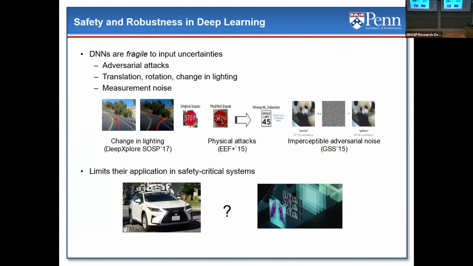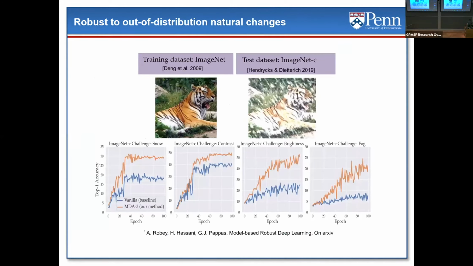So if we want to see such deep learning components in safety critical systems, we have to address this issue of robustness. And this is something we address in this project, where the goal is to design general training algorithms to enhance robustness of neural networks against such out of distribution natural changes. And the key idea here is that we need models for those natural changes, which can be either given to us or we can learn them using data.